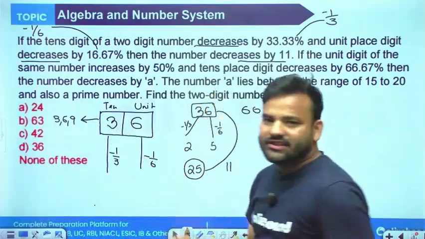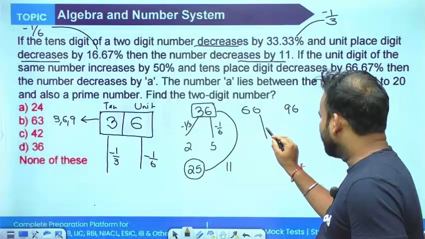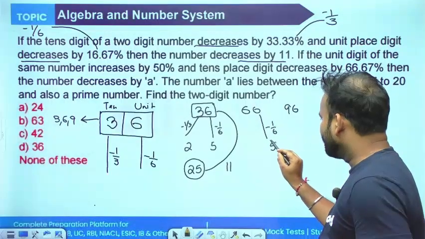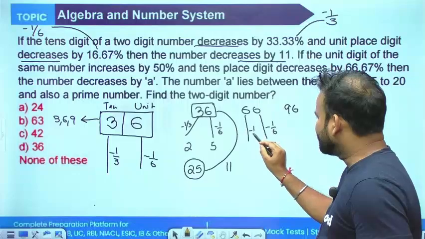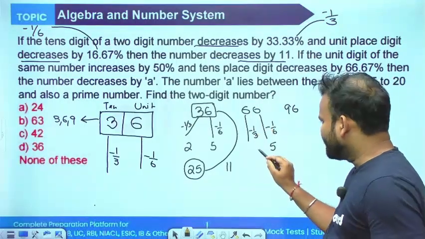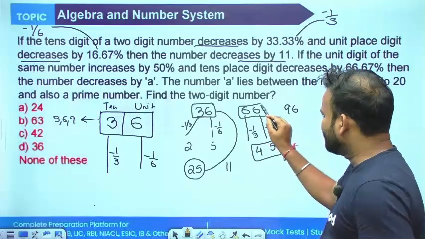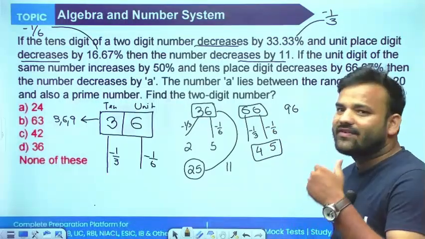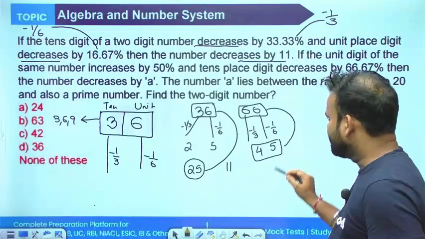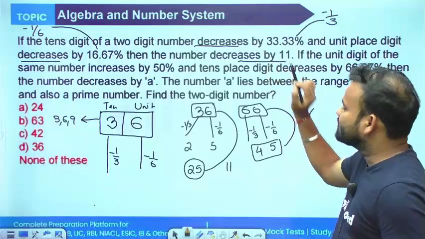No need of checking further, but let's check this out. This is 66. If the unit 6 is decreased by 1/6, it will become 5. And the tens digit 6, if it decreases by 1/3, it will become 4. So it becomes 45. Is the variation 11? No, 66 and 45 do not have a difference of 11. The difference is 21, which is not the real value. The real value is 11.